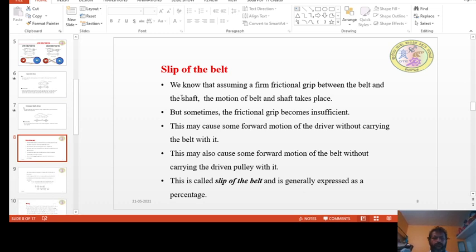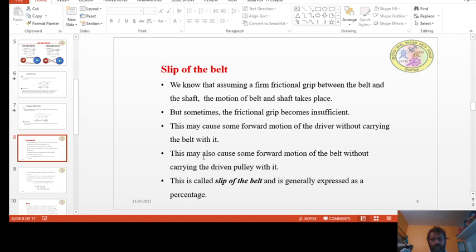Coming to the concept of slip of the belt, we know that, assuming a firm frictional grip between the belt and pulley, the motion of the belt and pulley takes place. The rotation between the belt and pulley is possible because of the firm frictional grip, but sometimes the frictional grip becomes insufficient. This may cause some forward motion of the driver without carrying the belt with it.